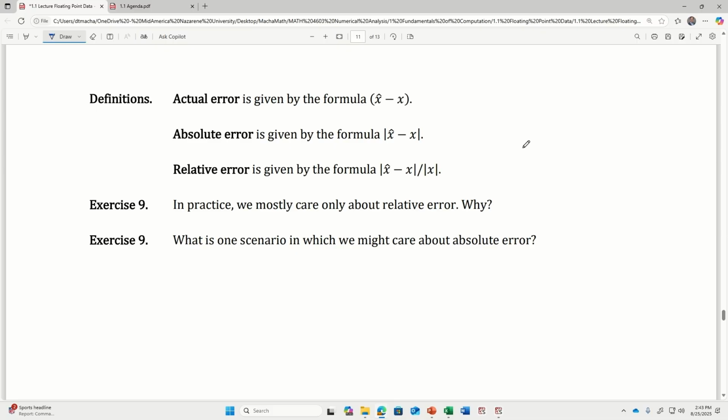But we'll talk about later in the semester a few cases where we might want to use absolute error in our algorithm rather than relative. And we will only bother calculating absolute error in the context of an algorithm if calculating relative error would result in dividing by 0. So that will come later.